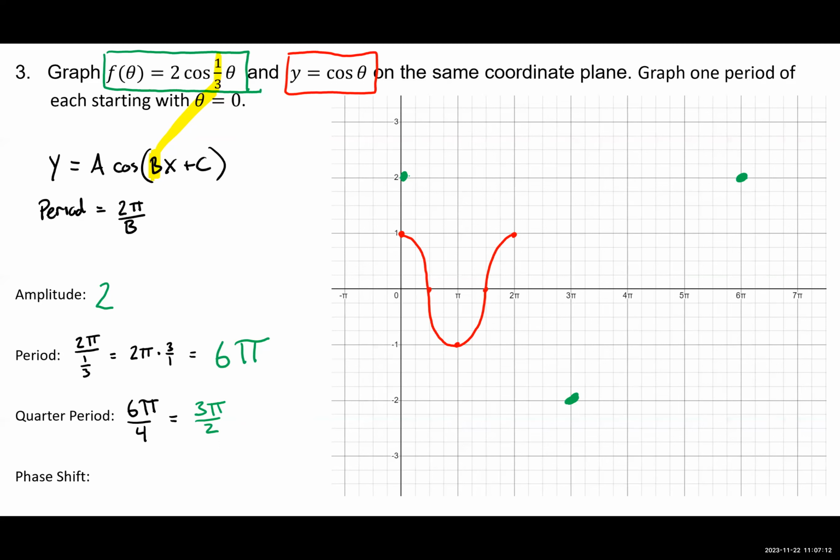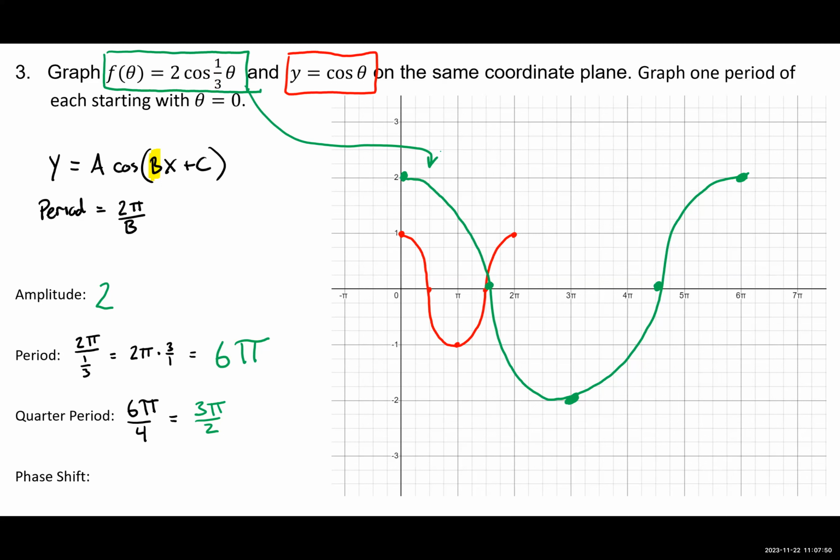All right, so 3 pi over 2, it's about right there. Right? 3 pi over 2 is 1.5 pi. It's between 1 pi and 2 pi. So there's going to be a point right there. Another point here at 4.5 pi. And here is one period. One period of this guy. F of theta equals 2 times the cosine of 1/3 theta.